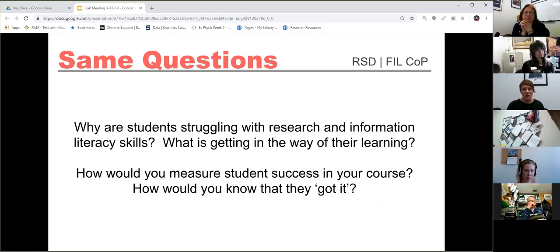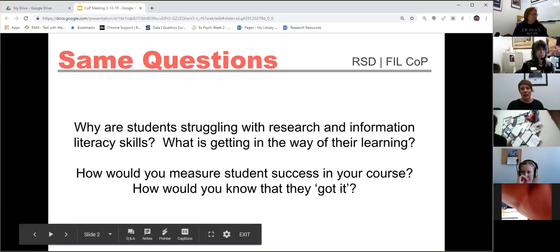Why are students struggling with research and information literacy skills? What's getting in the way of their learning? And then on top of that, how would you even know if they were getting it? How are you making visible what they maybe are learning? How are you measuring their success? And we're just going to look at that from a different lens. So we've looked at it through RSD, and now we're going to look at it through the Framework for Information Literacy.